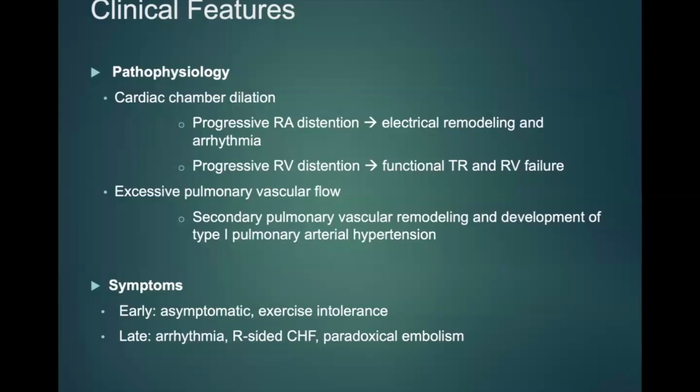Symptoms of ASD are not very specific early on. Usually patients just have exercise intolerance. And then slowly over time, as they get this progressive remodeling of the right atrium and right ventricle, you'll get arrhythmia and right-sided congestive heart failure symptoms. In addition, due to the presence of the shunt, you can get paradoxical emboli.